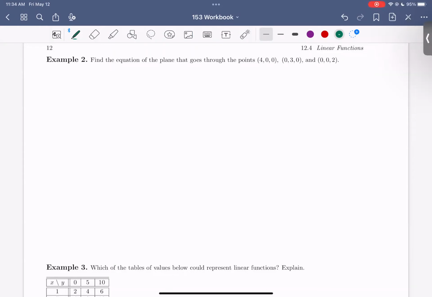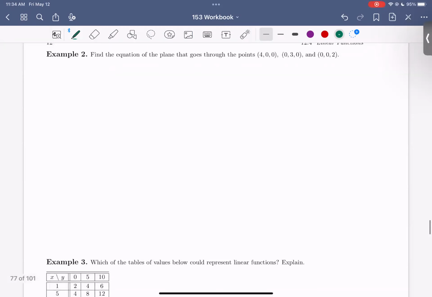Example 2 says: find the equation of the plane that goes through the points (4, 0, 0), (0, 3, 0), and (0, 0, 2). To get started, I just want to draw what these points look like in a set of axes. I'm going to draw my axes here. This will be my Z direction, here's my X and here's my Y. Now let's plot these points. I'll label some of our axes here: 1, 2, 3, 4, on each axis.